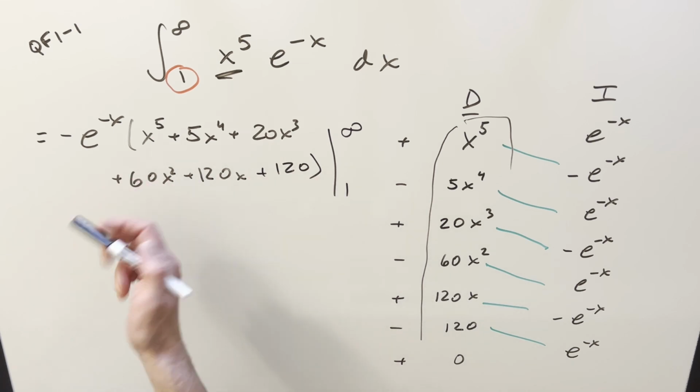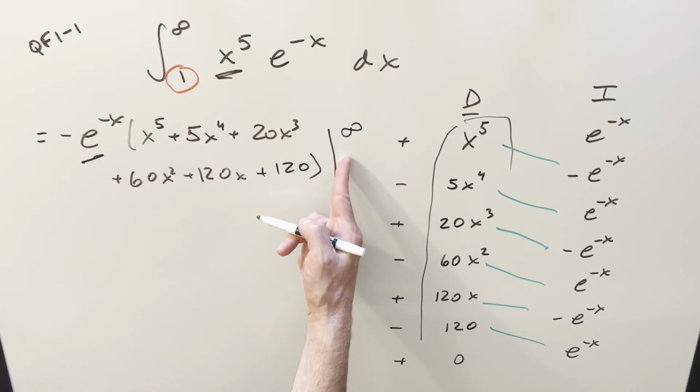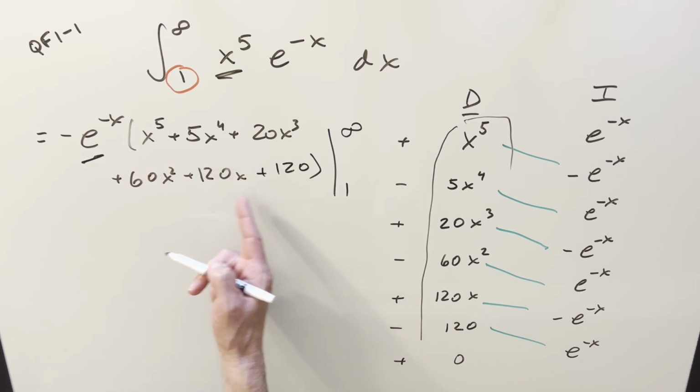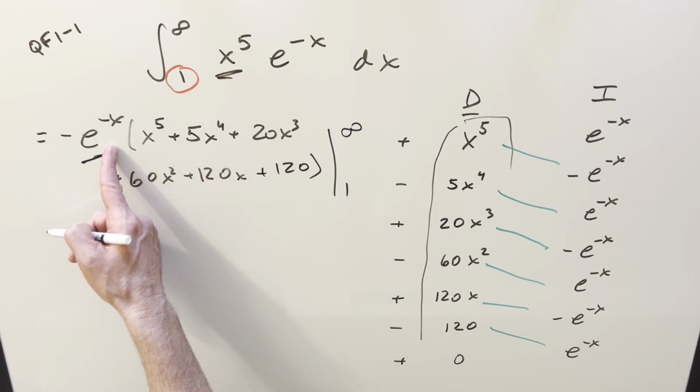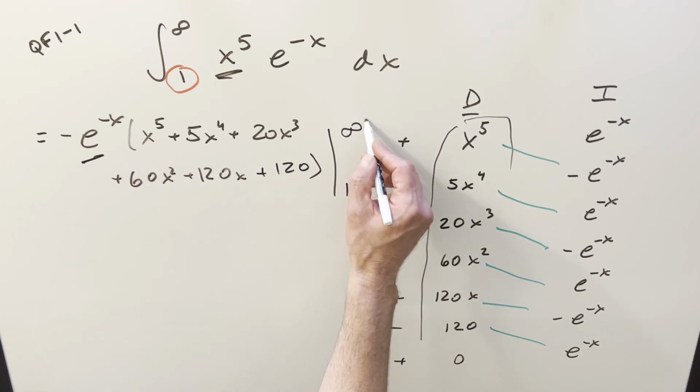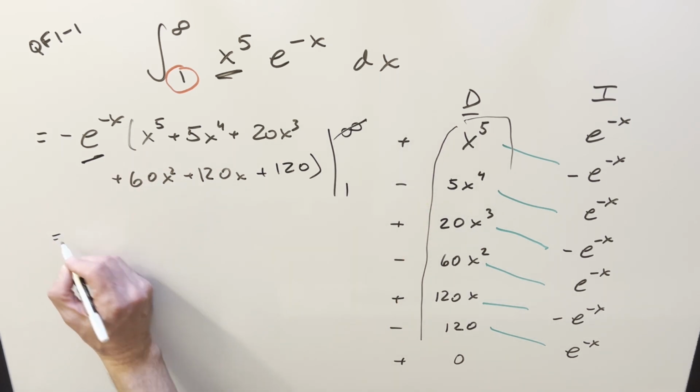The nice thing about e to the minus x, when you evaluate at infinity, this goes to 0, and it doesn't matter what all this other stuff's doing because the e to the minus x is going to be more powerful. You could prove it out with L'Hopital's rule or something, but we just don't have to worry about the infinity on this. So we're just evaluating the last part.